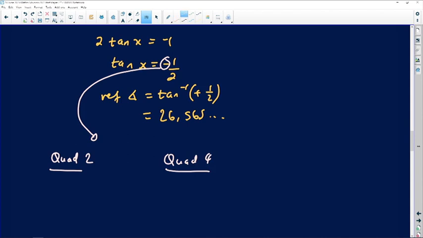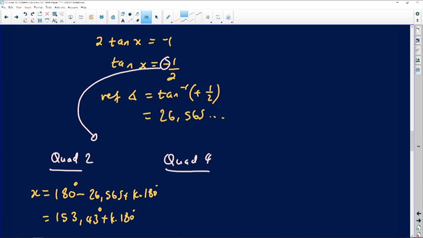That means one of my answers is coming from quadrant 2, and that's where x is going to be 180 minus what you are sitting with there. So let me write 180 degrees minus the reference angle 26.565, plus k times 180 to make it general, because it happens every 180 degrees. Then you're getting 153.43 degrees plus k times 180 degrees. That's the answer we're getting from quadrant number 2.